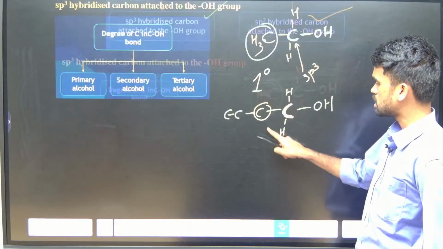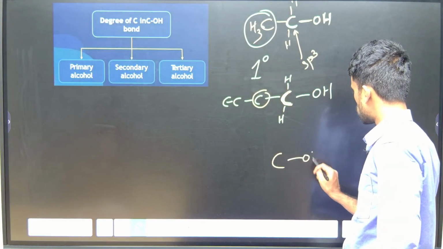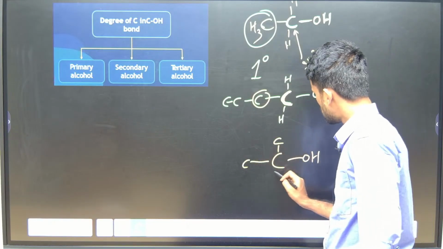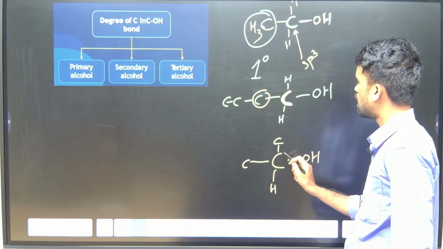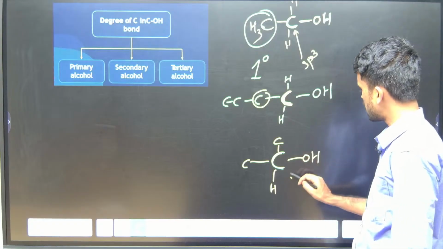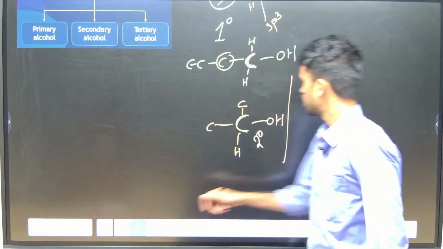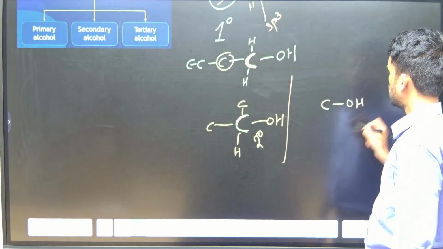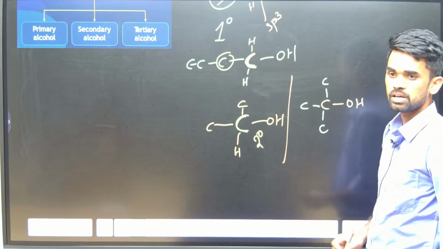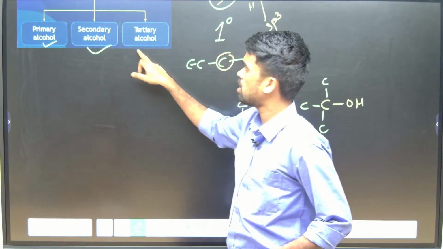Now the next one, I am changing the structure a little bit here, with the OH group. If you observe, how many carbon groups are surrounding the central carbon attached to the OH group? Two. So it should be considered secondary. Now I am writing C-OH on the same carbon, and yes, it should be tertiary. Like that we have primary alcohol, secondary alcohol, and tertiary alcohol.